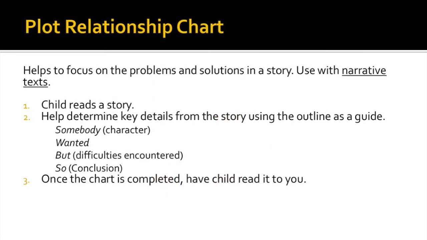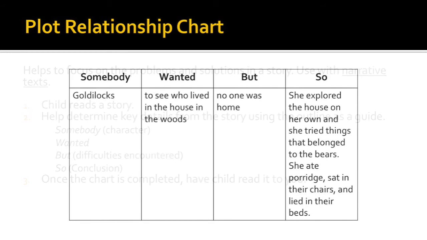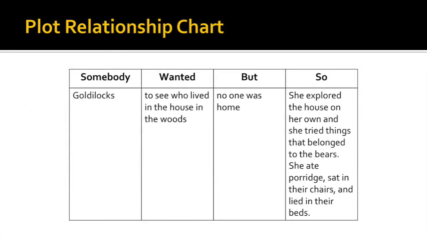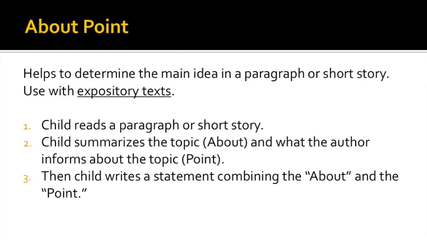Once the chart is completed, the reader summarizes the story. Responding to the 4 words in the plot relationship chart, somebody, wanted, but, so, helps readers understand the important parts of the story. Readers can write a summary of the story using the chart as an outline. Readers can also use the 4 words as a guide to orally retelling a story.